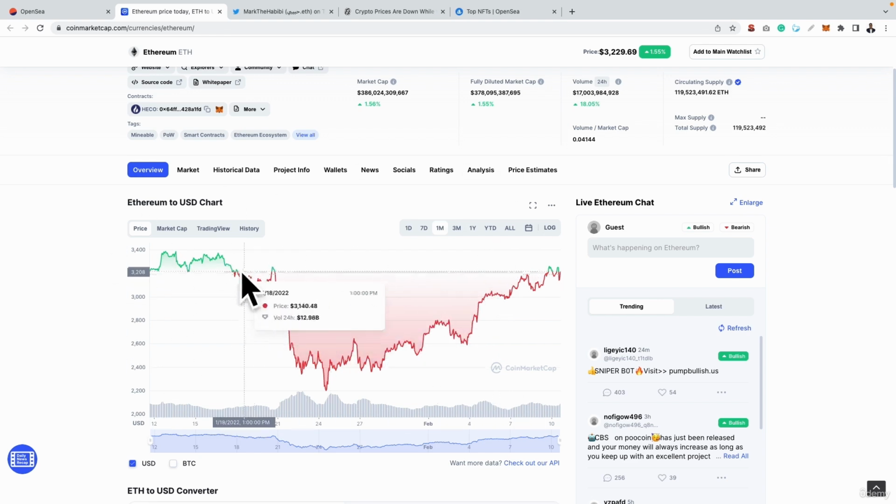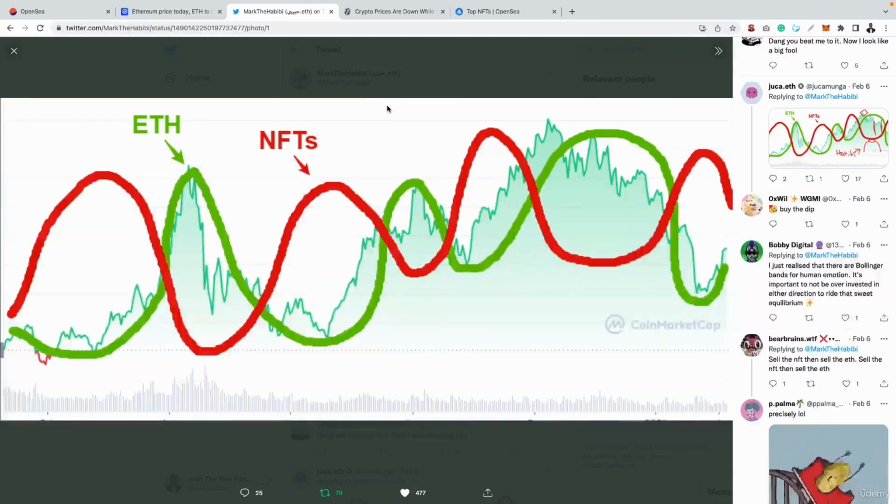To give you an example of exactly what I mean in regards to how Ethereum affects NFTs, I saw this tweet the other day, it's actually really good. You can see we have Ethereum here in the green line, and as Ethereum goes up, we have NFTs in the red line and it goes down. So it's pretty much the opposite of what the cryptocurrency does.